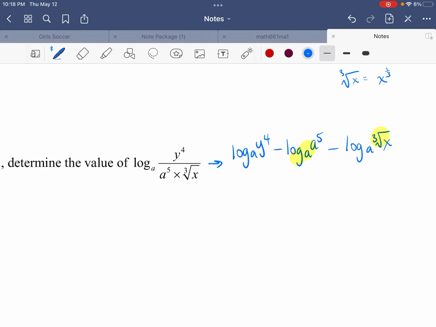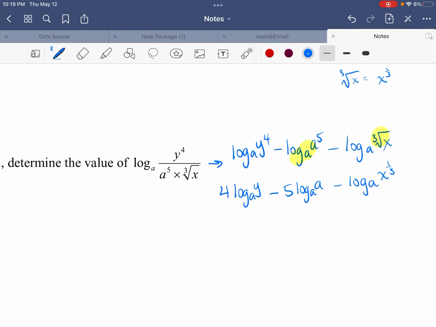So we're going to do a few steps here. First one is we're going to drop that exponent. Okay. And we're going to do the same thing here. And the last one, we're going to just rearrange this to x to the 1/3.